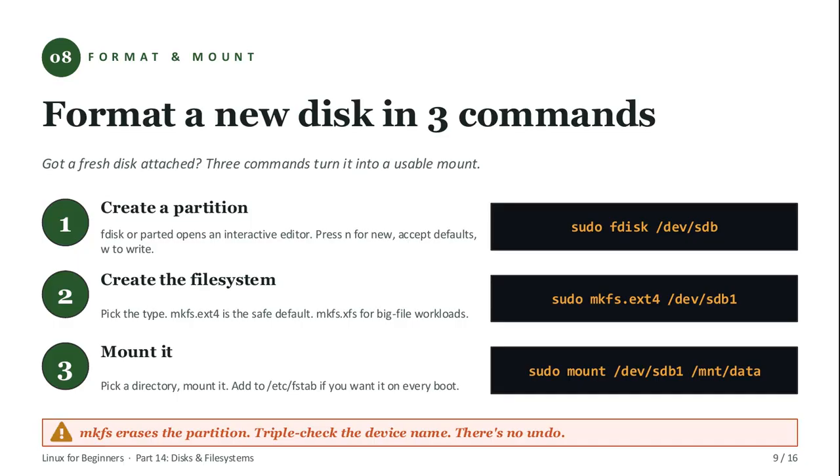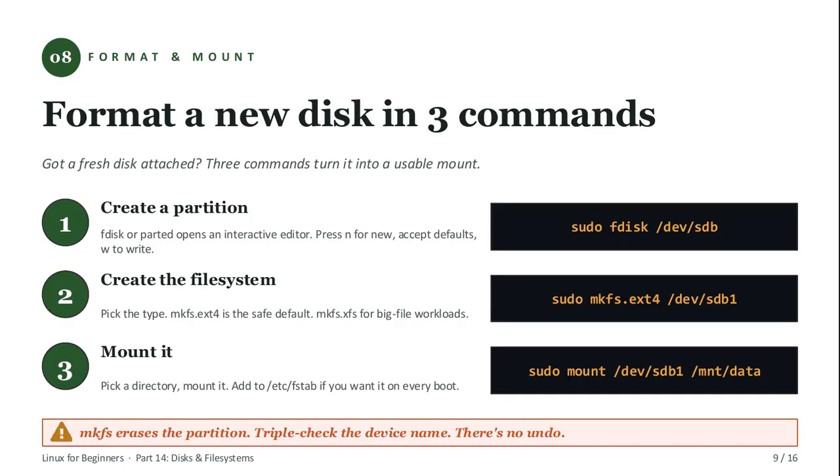First, sudo fdisk on the raw device opens an interactive editor. Press N for a new partition, accept the defaults, then W to write it. Next, mkfs.ext4 lays down the file system on that new partition. Note the 1 on the end, since we're targeting the partition, not the whole disk. Finally, mount attaches it to a directory like /mnt/data, and you're in business.